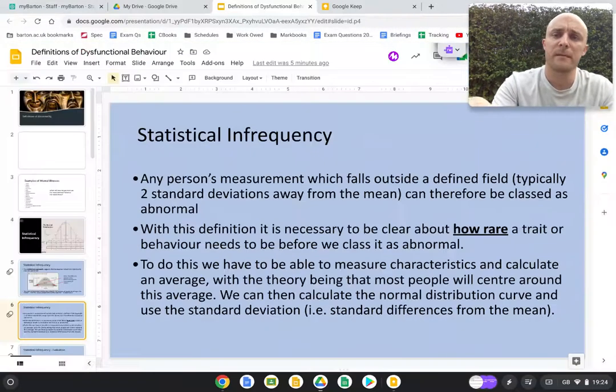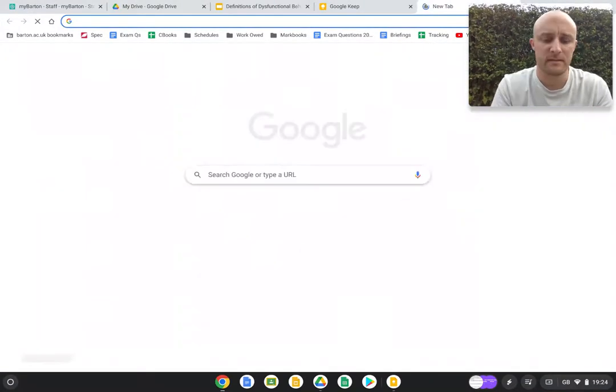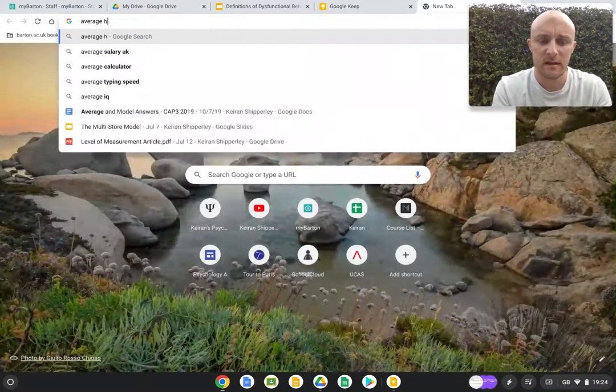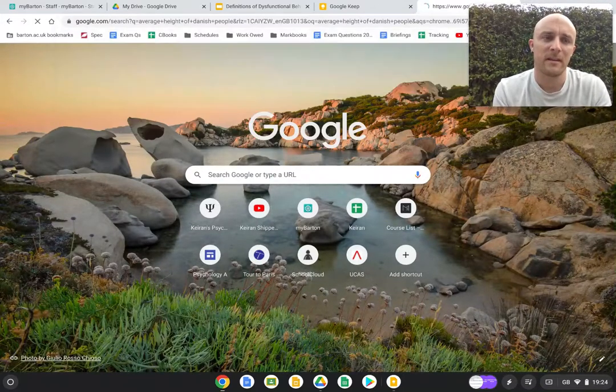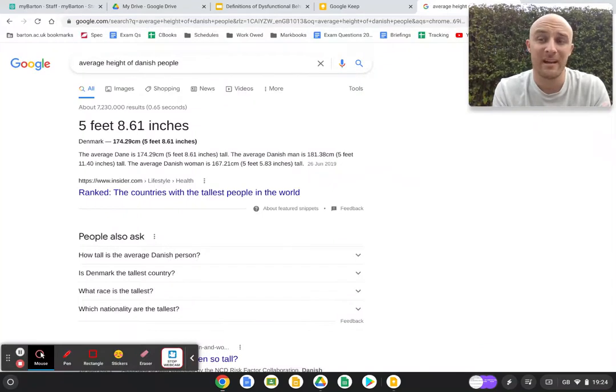I've not tried this out, so let's see how this goes. Average height of Danish people. Danish people are among the tallest average height here. The average Dane is 5 feet and 8 inches. Actually, that's quite small. Danish women are actually quite small.